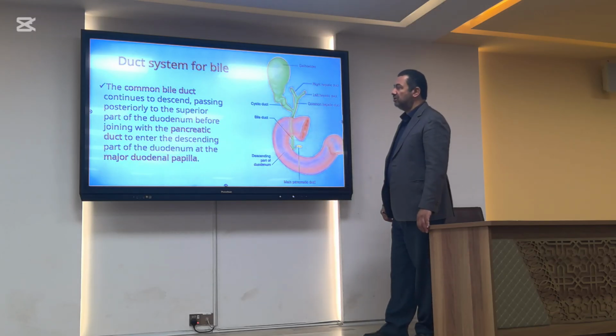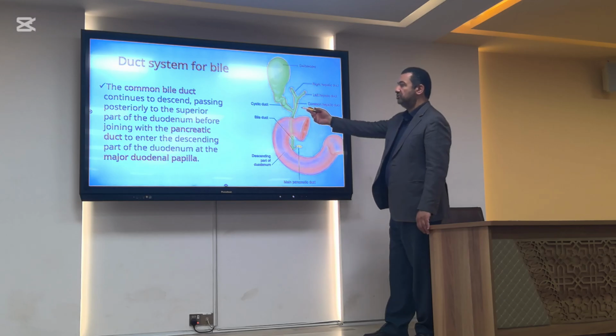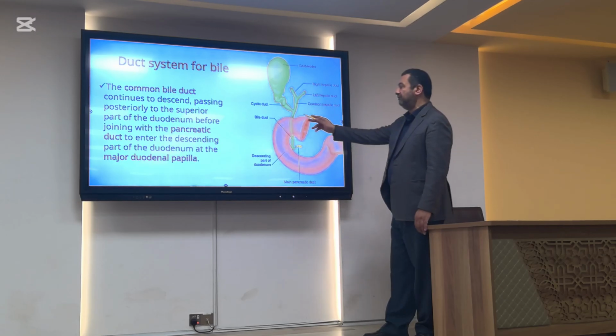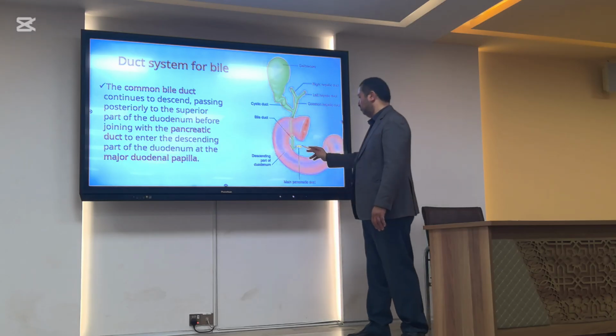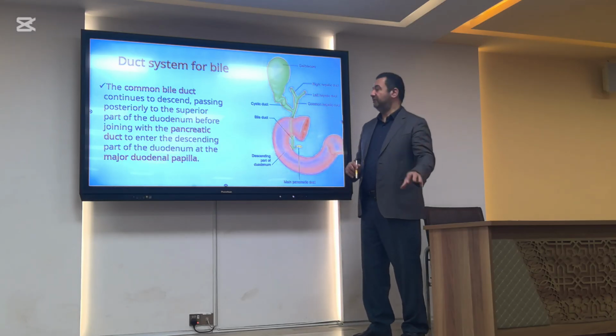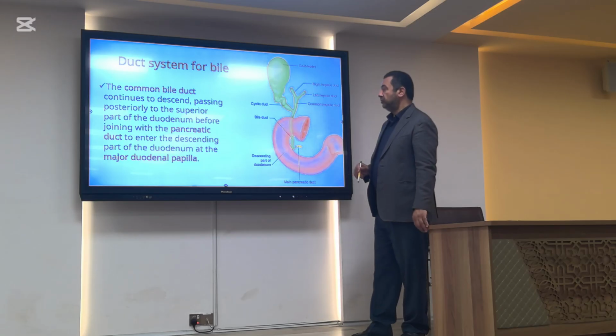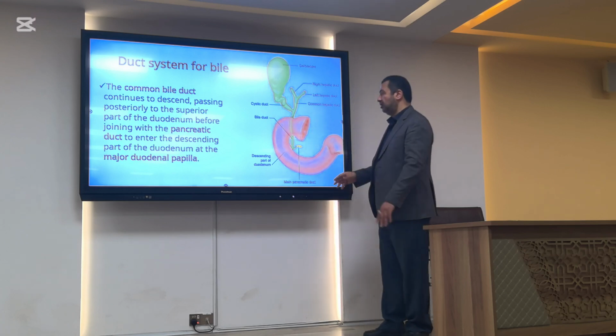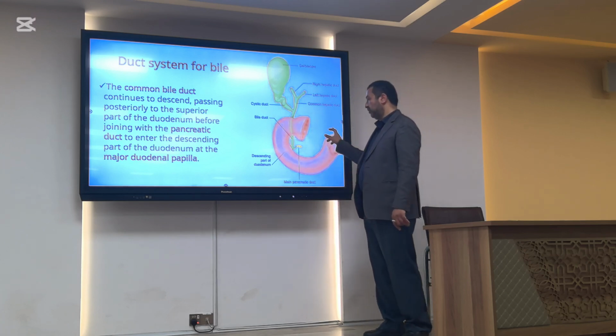The common bile duct continues to descend, passing posterior to the superior part of the duodenum, the first part of the duodenum, before joining with the main pancreatic duct to enter the descending part of the duodenum at the major duodenal papilla.